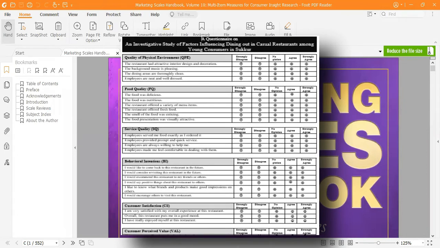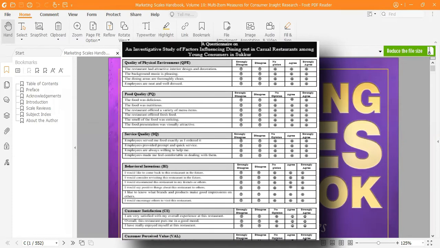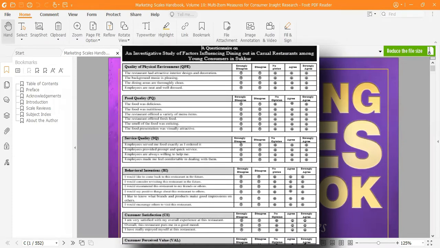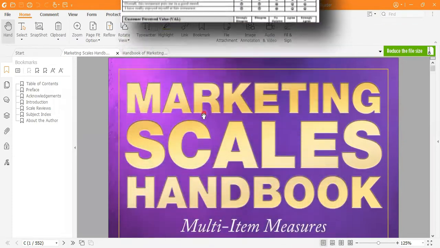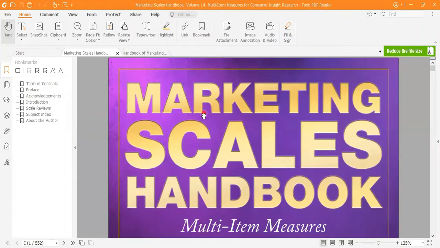So these are different scales. These are different variables. In each variable, there are different items available. Sometimes we are required to work on quality, attitude, satisfaction, risk, arousal, and all these different items and variables, on which we normally work in marketing.